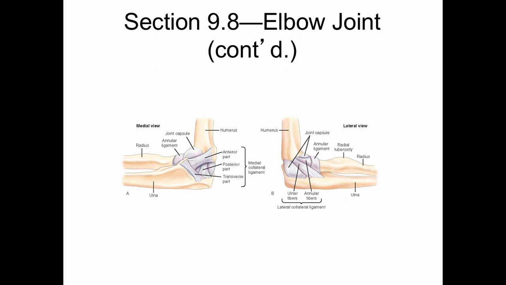Figure A gives a medial view of the elbow joint capsule and the medial collateral ligament. There are 3 parts of the medial collateral ligament: the anterior part, posterior part, and the transverse part. Figure B demonstrates a lateral view of the elbow joint capsule, the lateral collateral ligament, and the annular ligament of the proximal radioulnar joint. The lateral collateral ligament has 2 parts, the annular fibers and the ulnar fibers.